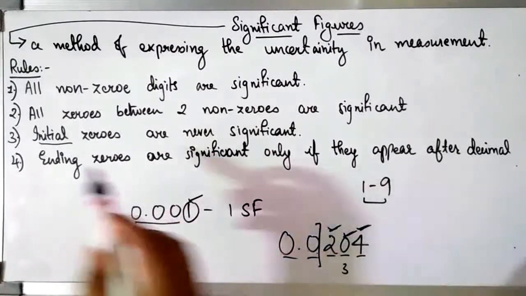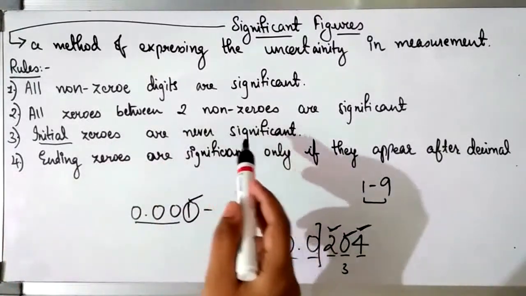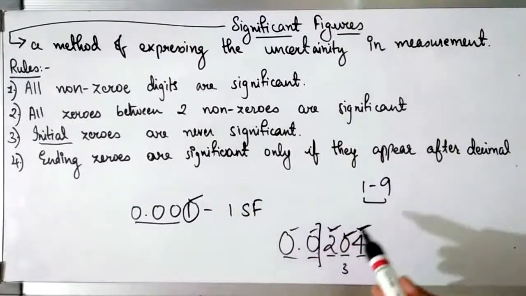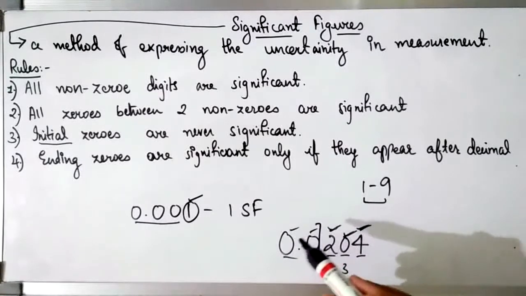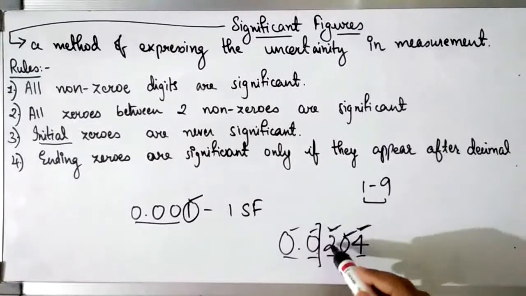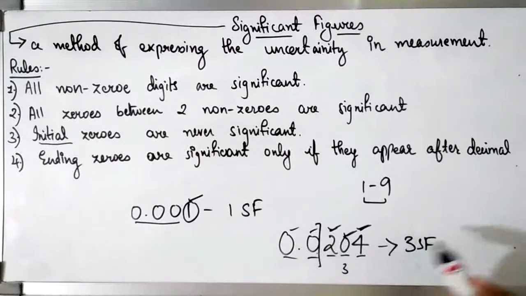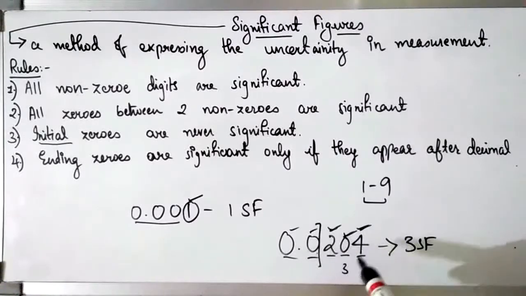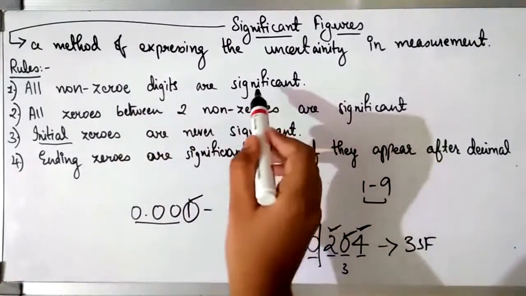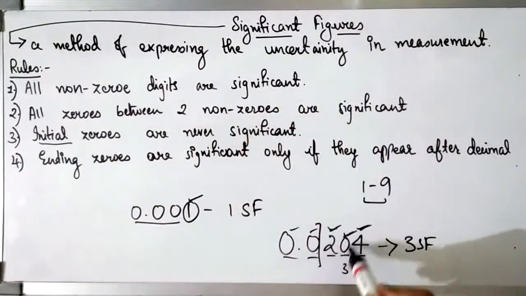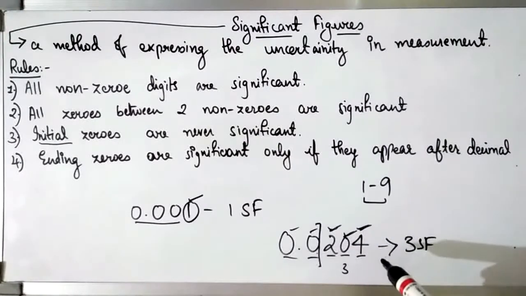Now according to the rule, the third rule says that initial zeros are never significant. So these two are initial zeros, that is, they are the starting zeros, and the starting zeros are never significant. So over here we have only 3 significant figures, that is 2, 0 and 4, because 2 and 4 were non-zeros and non-zeros are always significant, and then here the 0 was present between two non-zero digits, so it became significant.